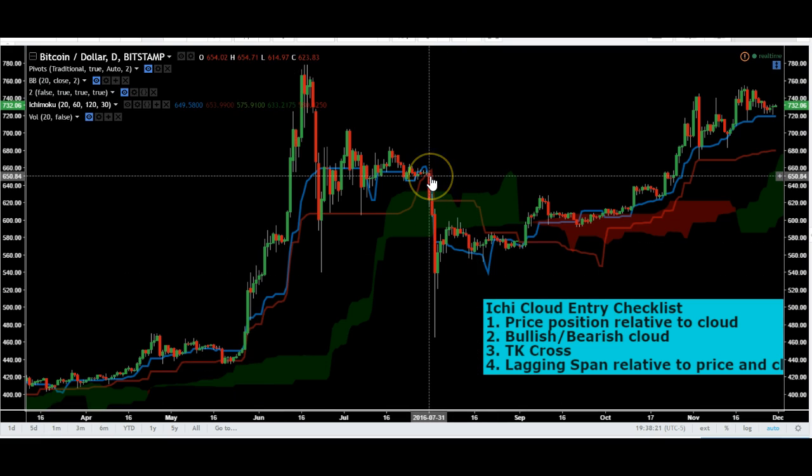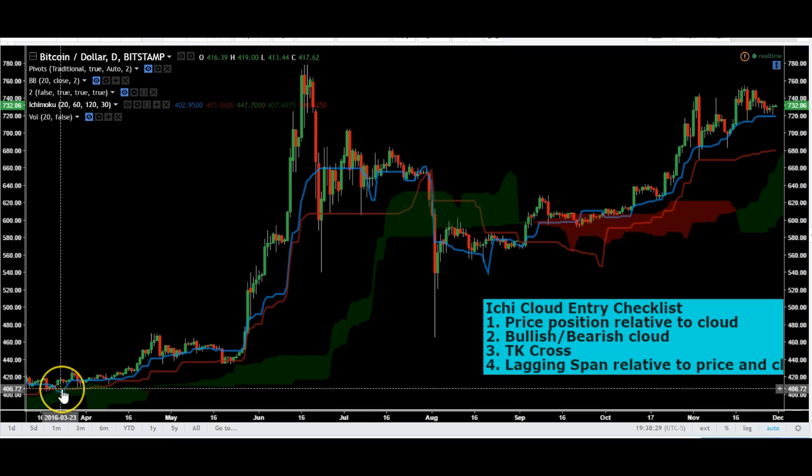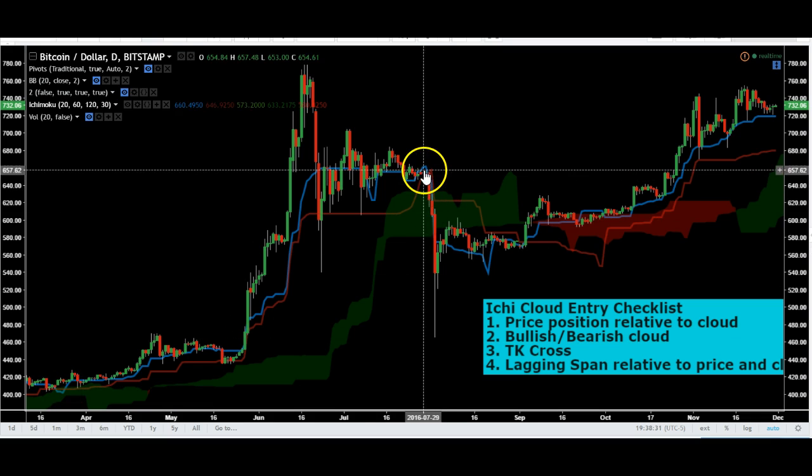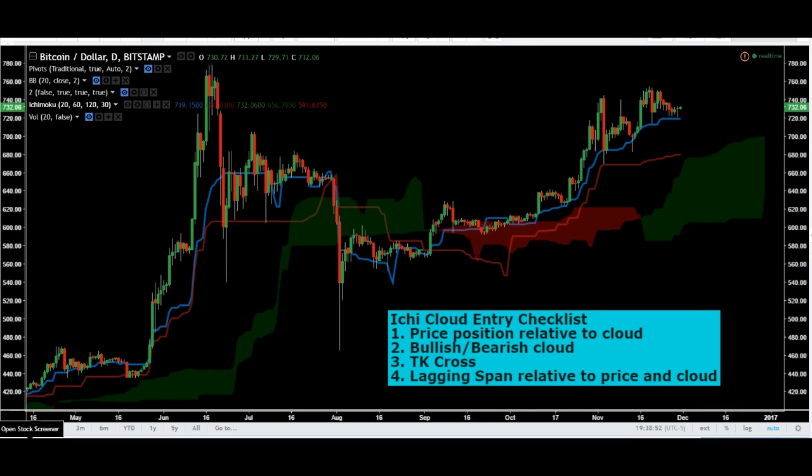But you could argue when we have TK crosses that are saying close your trade, don't even second guess those, okay? This was an open your trade signal. This is a close your trade signal. This is a close your trade signal, okay? So let's move on to the last part of the checklist, the lagging span.